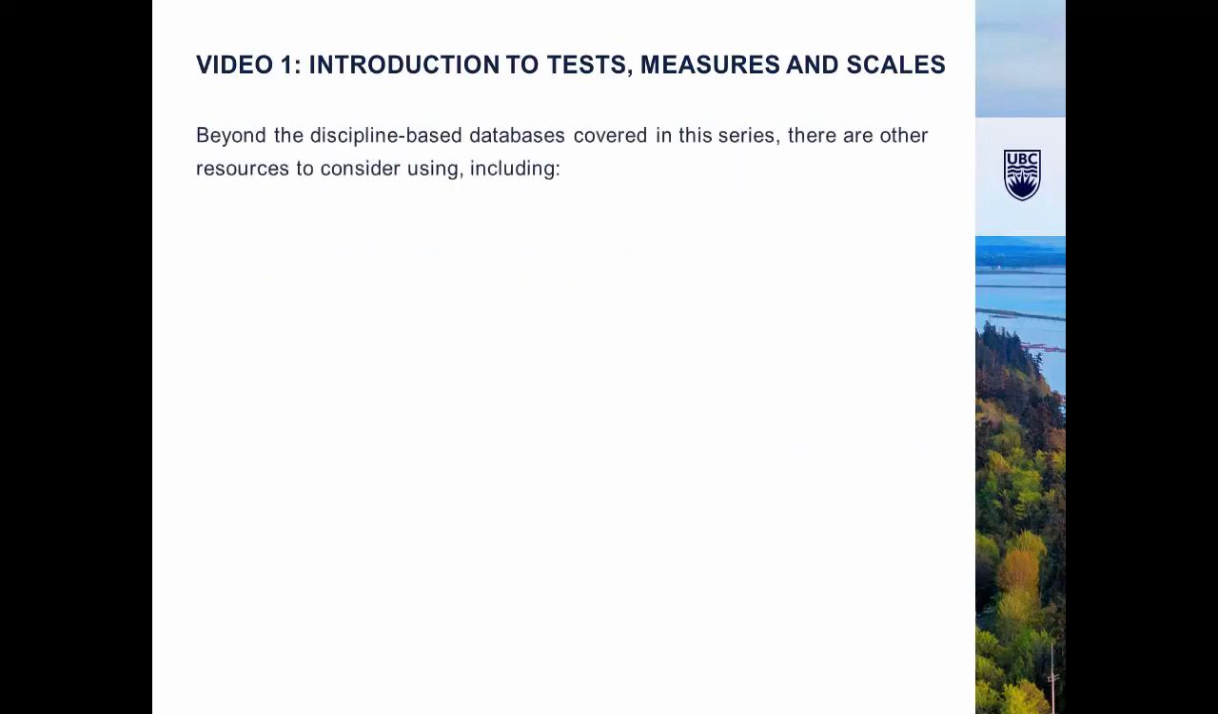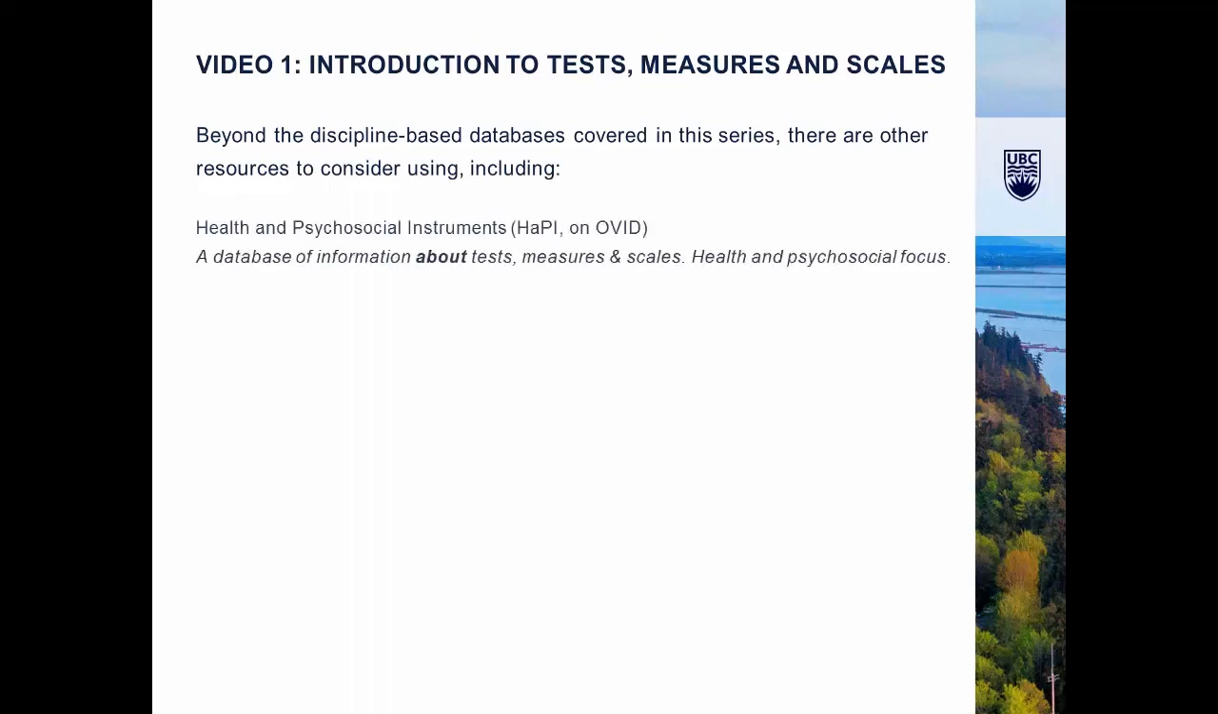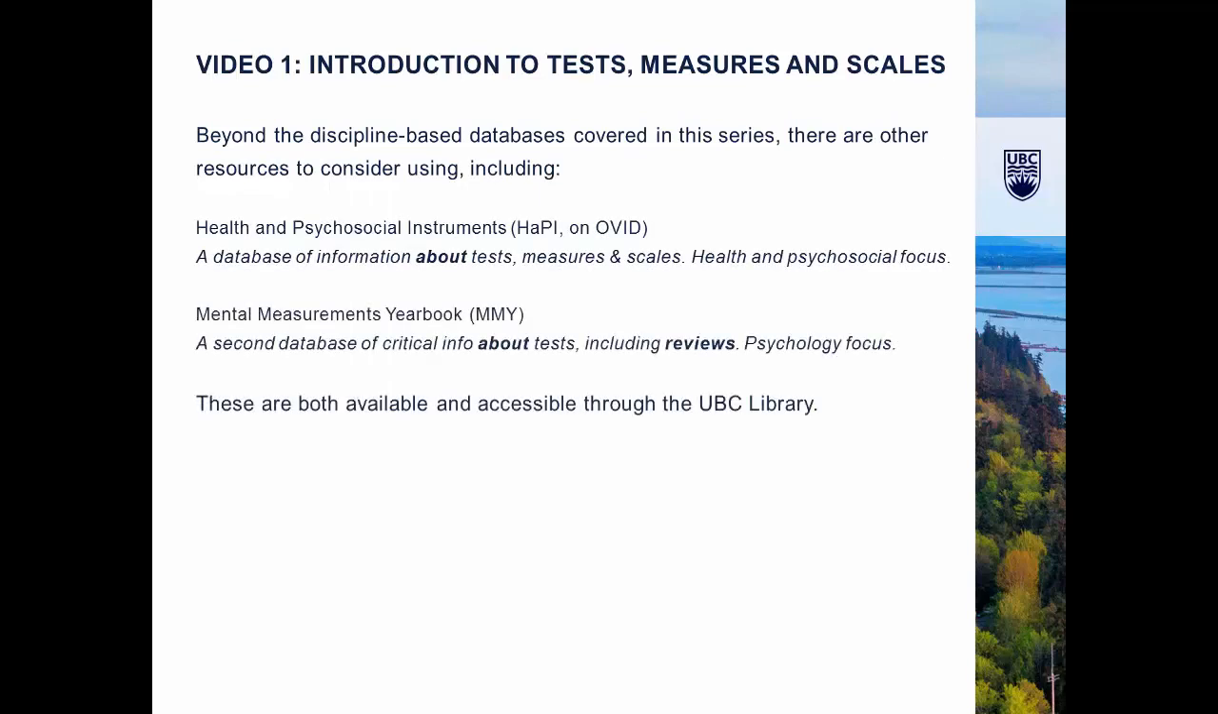Beyond discipline-based databases, UBC has access to other resources where tests and measures can be found. These include Health and Psychosocial Instruments and Mental Measurements Yearbook, which are both available and accessible through the UBC library.